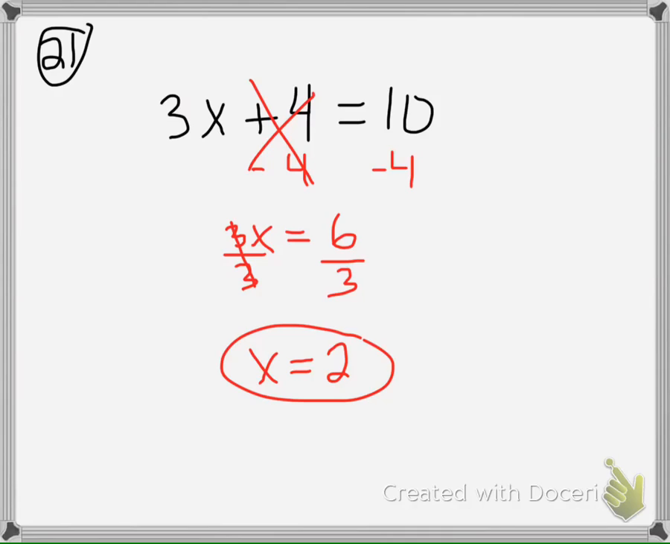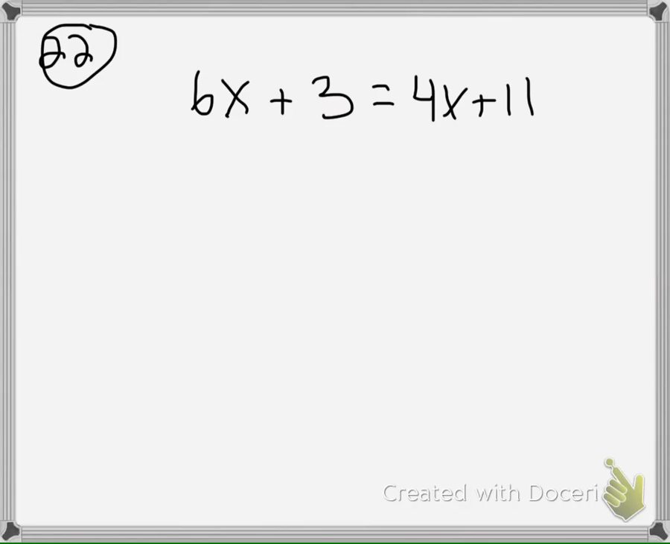Okay, number 21 is a simple two-step equation. So as we've been practicing now for a while, I want to get rid of what's with the x, so I subtracted 4 on both sides. Then I divided by 3 on both sides and got x equals 2.